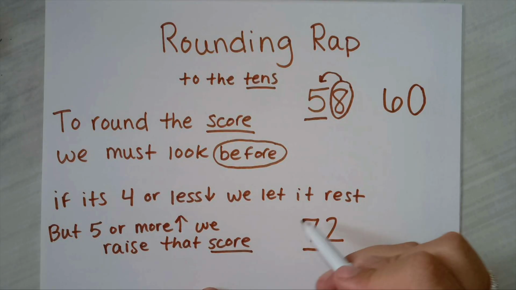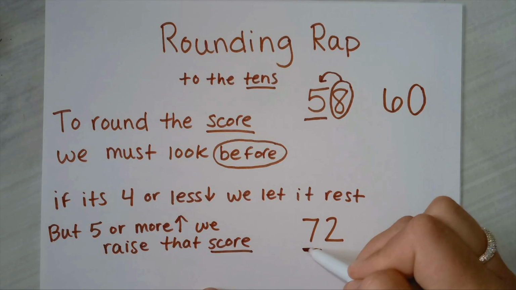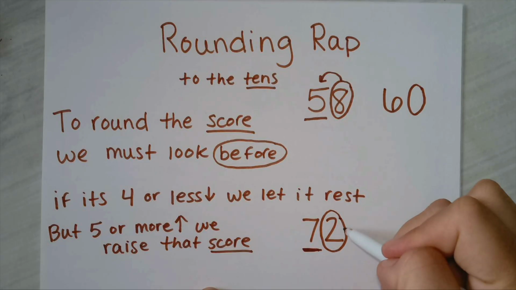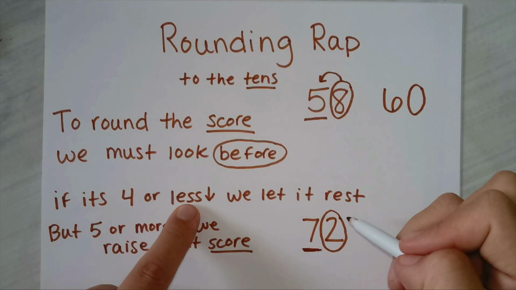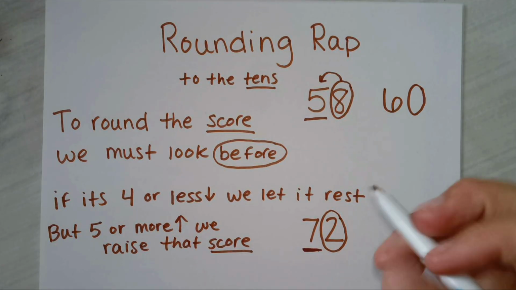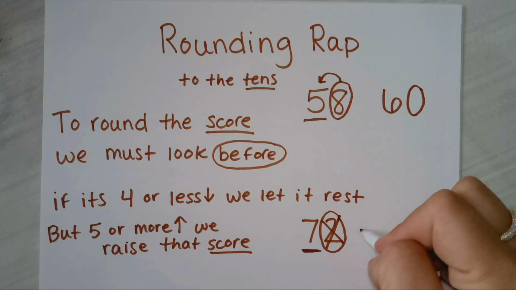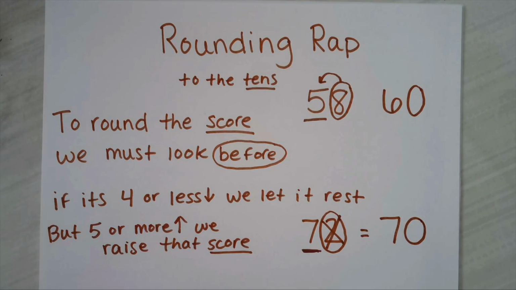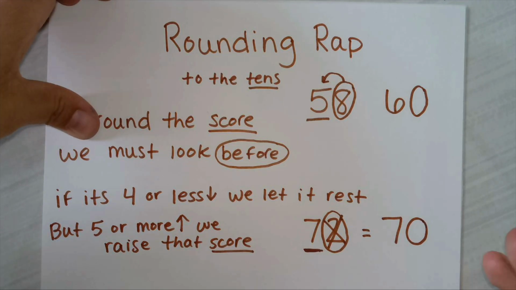All right, well, let's look at 72. I'm going to round this to the nearest tens place, so my score is in the tens place. To round this score, I must look before. Now I'm looking at the ones place. I can see that this 2 is 4 or less, so we're going to let it rest. So I'm just going to cross him off. I'm not even going to do anything with him, which means that 72 is closest to 70. This is how we are going to think about rounding on our worksheet. This is just a reminder from what we talked about in class.